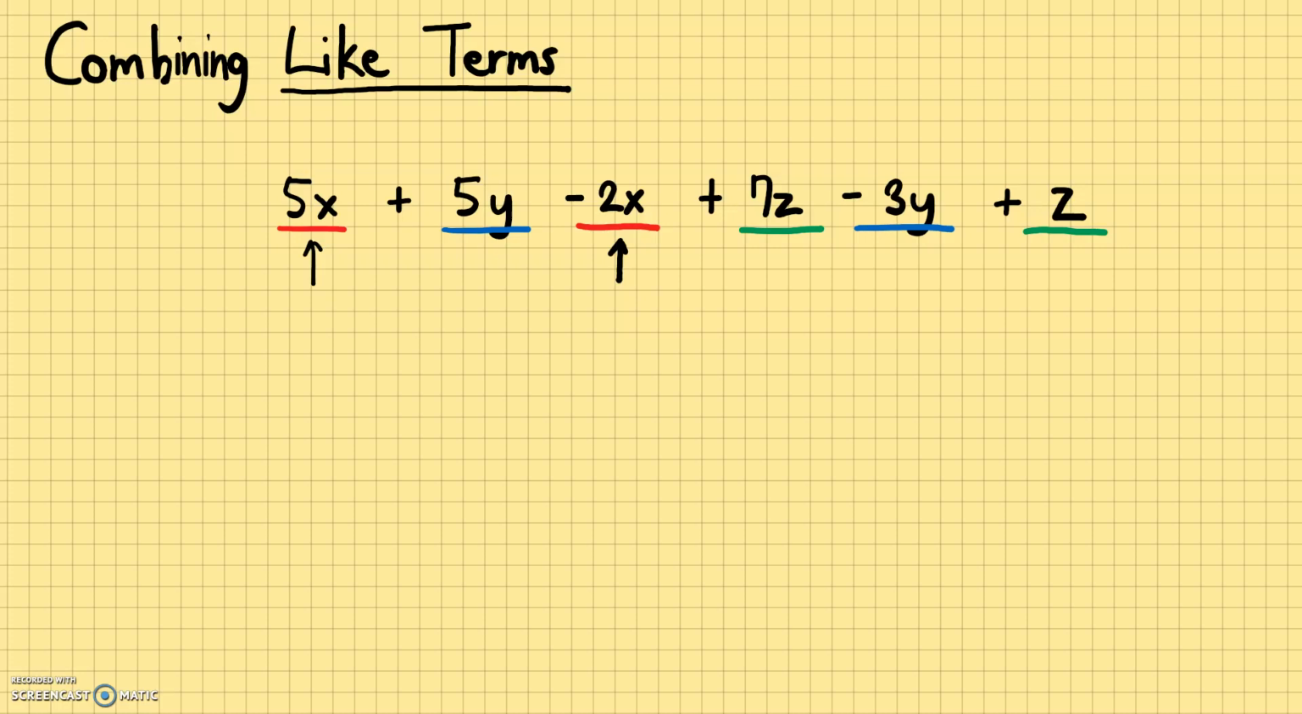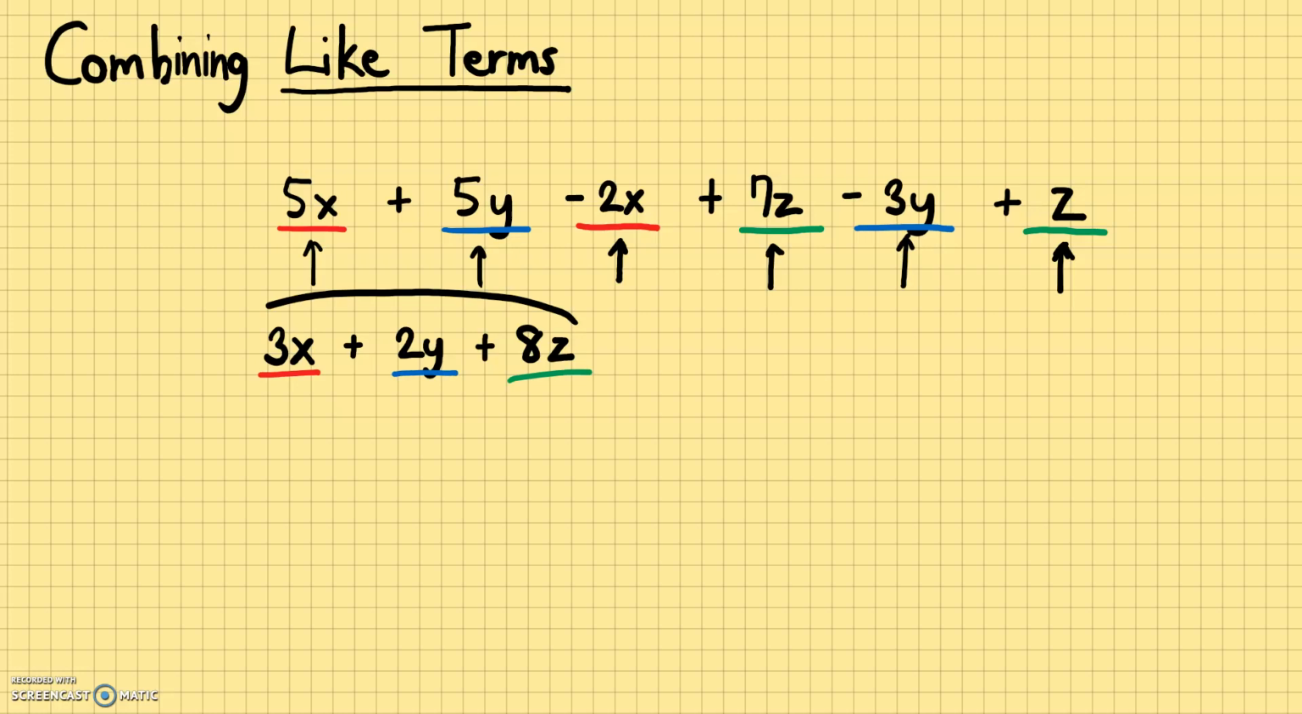And again, 5x minus 2x, if we subtract 2 x's from 5 x's, that's going to be 3 x's. And how about the y's? We have 5y here minus 3y, so 5y's minus 3y's is going to be 2y's. And lastly, we have 7 z's here and a z there, so if we add them, we're going to get 8 z's. So if we combine all the like terms together, we're going to end up with this equation down here. So this is what we mean by combining like terms.